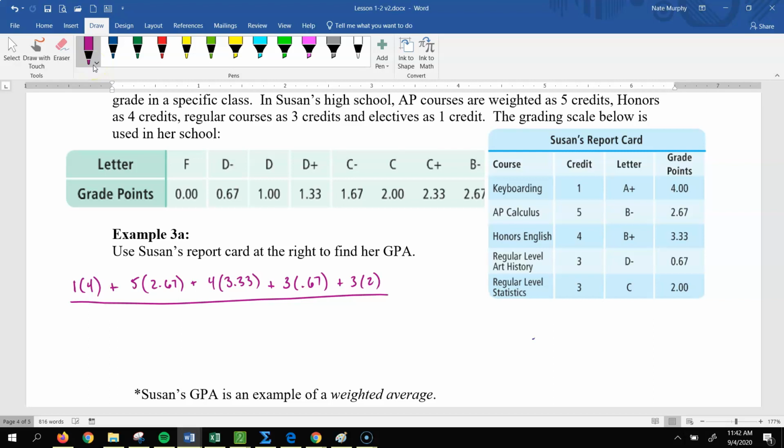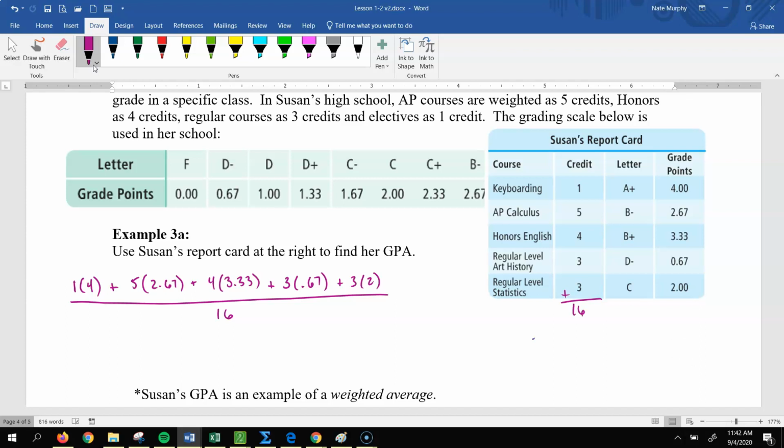And so since we're trying to find her GPA, we would want to divide by the total weight. In this scenario, the total weight is going to be the total number of credits that she took. And so if we add up all those credits, there would be 16 credits total. So we would divide by 16.